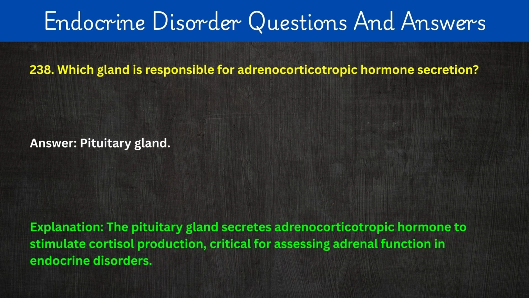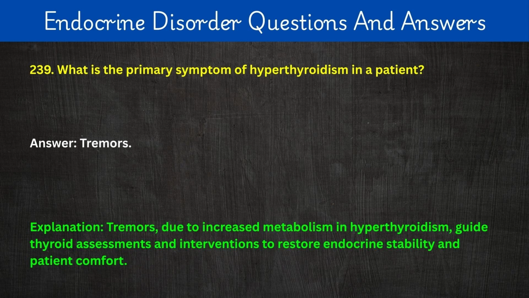238. Which gland is responsible for adrenocorticotropic hormone secretion? Answer: pituitary gland. Explanation: the pituitary gland secretes adrenocorticotropic hormone to stimulate cortisol production, critical for assessing adrenal function in endocrine disorders. 239. What is the primary symptom of hyperthyroidism in a patient? Answer: tremors. Explanation: tremors, due to increased metabolism in hyperthyroidism, guide thyroid assessments and interventions to restore endocrine stability and patient comfort.